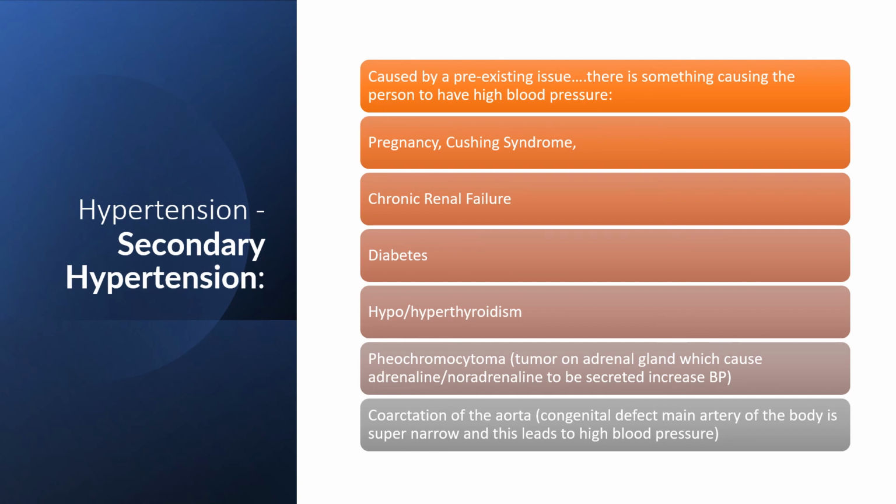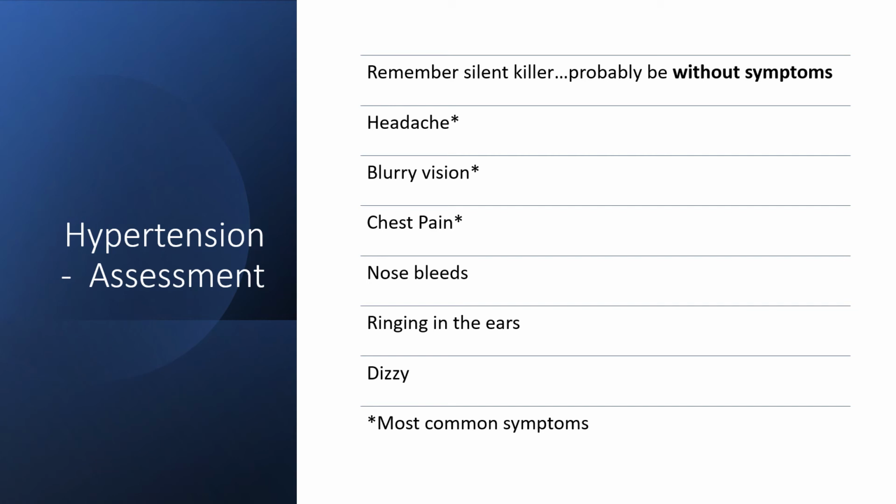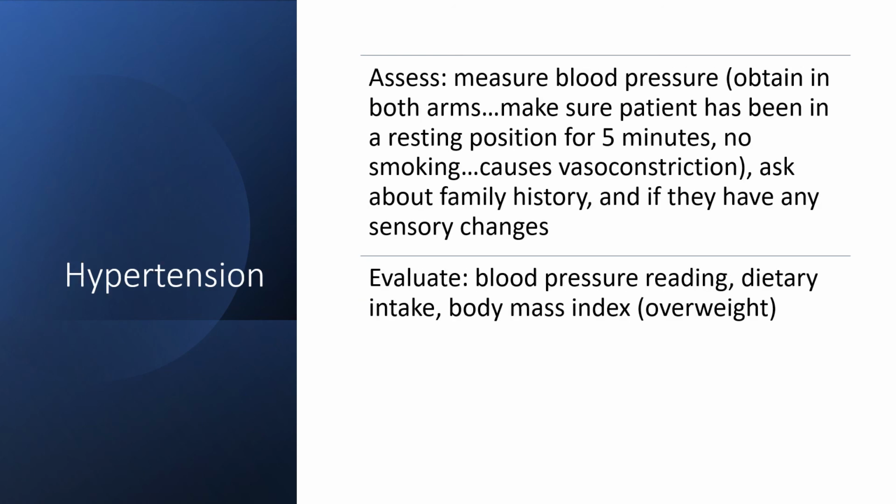If the patient has hyperthyroidism and it warrants the thyroid being removed, then that is when you're going to see the changes in the blood pressure. Remember your assessment. You're going to assess for headaches, blurry vision, chest pain, nosebleeds, ringing in the ears. All of these are common signs of high blood pressure that people tend to avoid, and that's why it's a silent killer. You want to assess and evaluate.